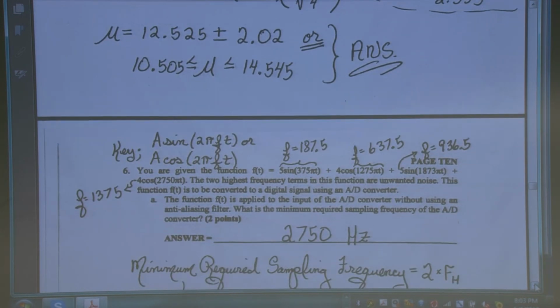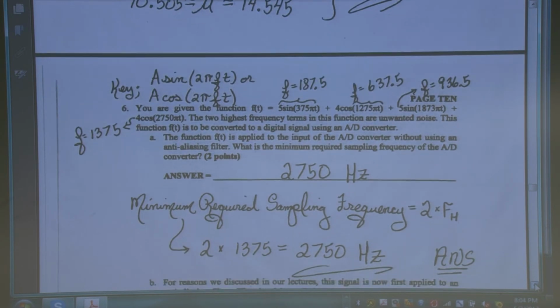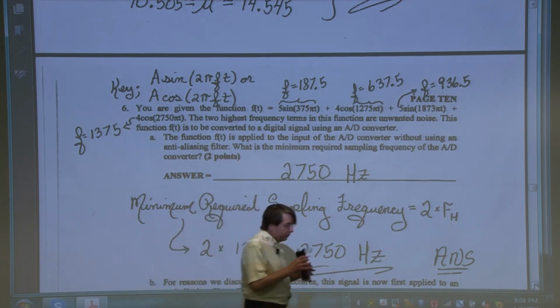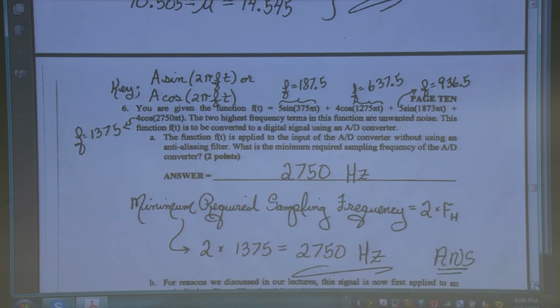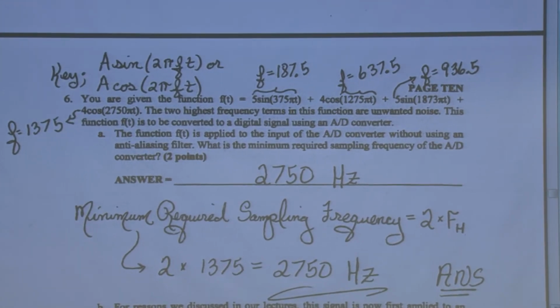Okay, we're up to problem 6. All right. Okay, I'll give you a moment, give myself a 10-second break here. Okay, you're given a function that has 4 frequencies. The first one is 5 sine of 375 pi t, and then it goes on. So there's 1, 2, 3, 4 terms.